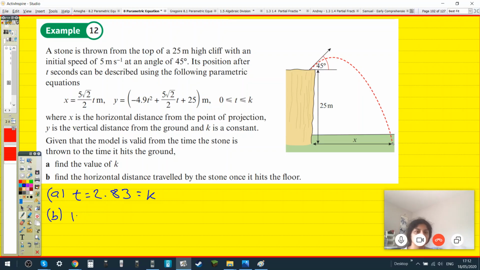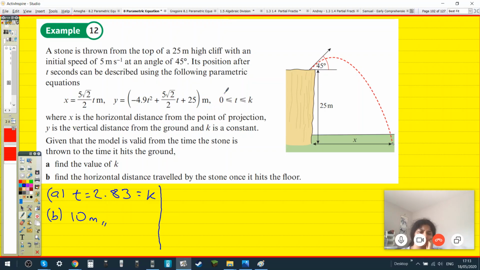Something tells me none of this is correct. Oh. There's no way it was this easy. Let's see. Initial speed of 5 at an angle 45 can be described using the following parametric equations. So something tells me this is suvat. You've got an S of 25, you've got a U of 5, this type of stuff going on.